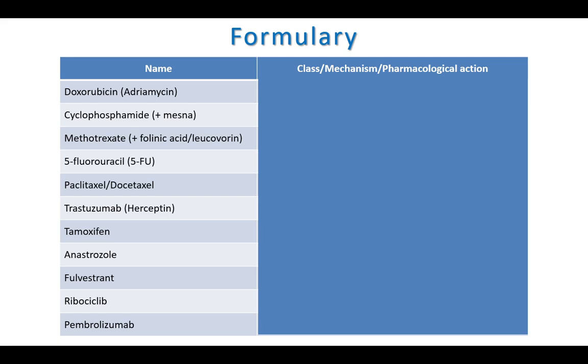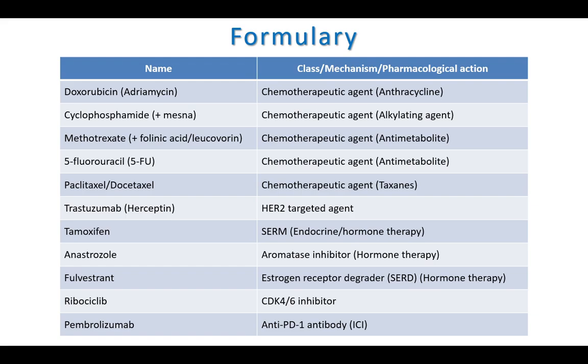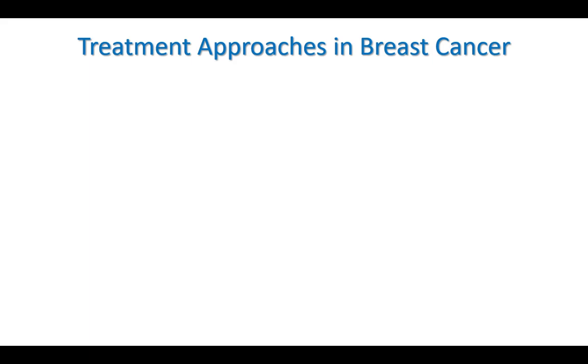Pembrolizumab, we have done this previously, I think, probably in lung cancer treatment. It's again an immune checkpoint inhibitor. Is it a PD-1 antibody, anti-PD-1 antibody? Okay. Not PD-L. So this is an anti-PD-1 antibody. Okay. So you know all these drugs. You don't need to worry about this. Good. Now let's go over the slides.